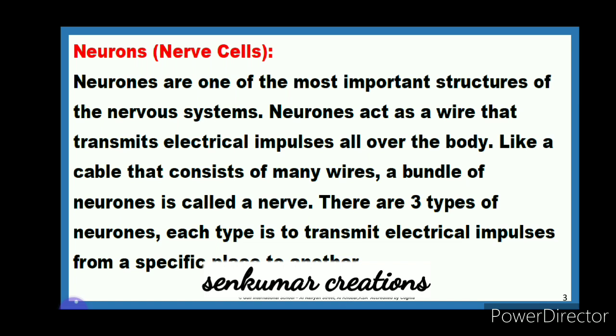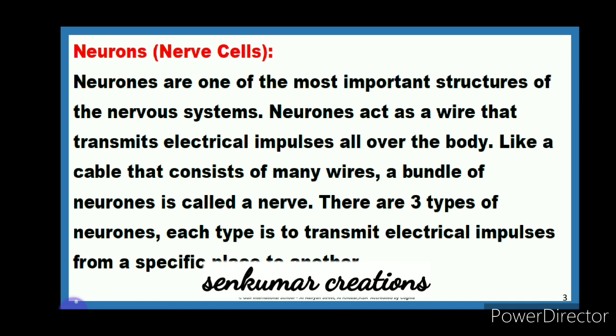We can start first with the neuron. What are neurons? Neurons are one of the most important structures of the nervous system. Neurons act as a wire that transmits electrical impulses all over the body. Like a cable that consists of many wires, a bundle of neurons is called a nerve. There are three types of neurons. Each type transmits electrical impulses from a specific place to another. Do you understand now clearly? Neurons are one of the most important structures of the nervous system.